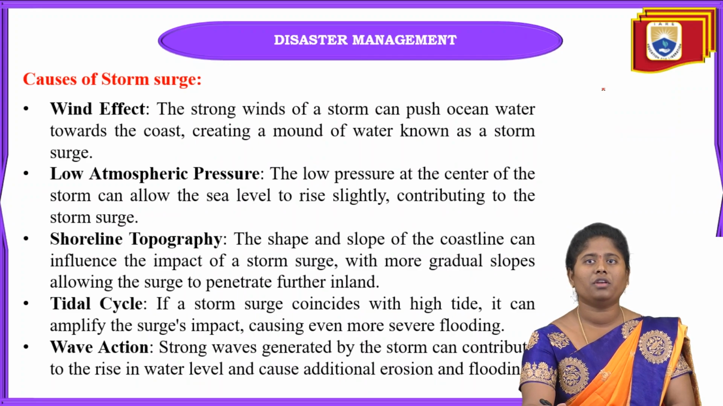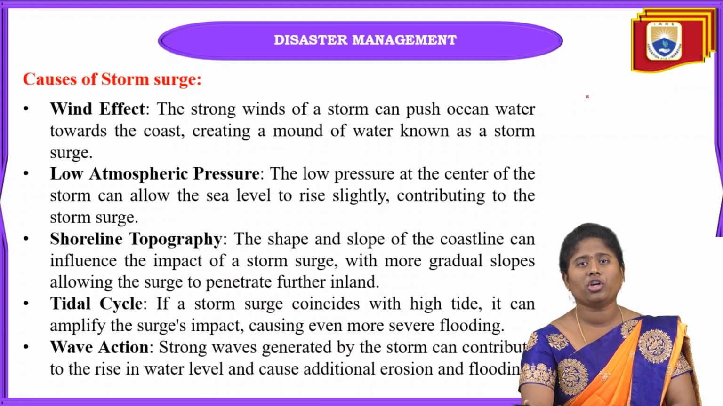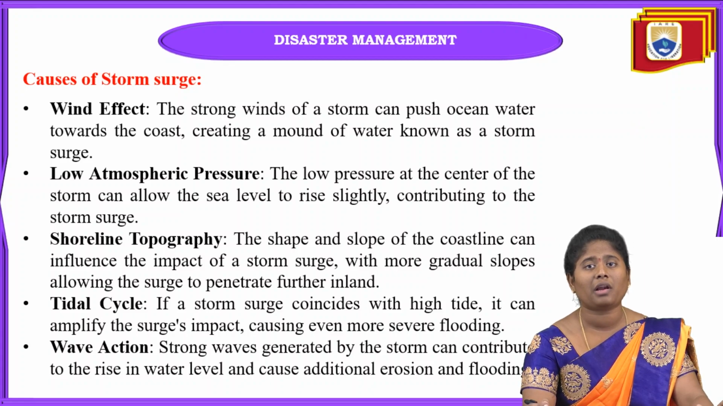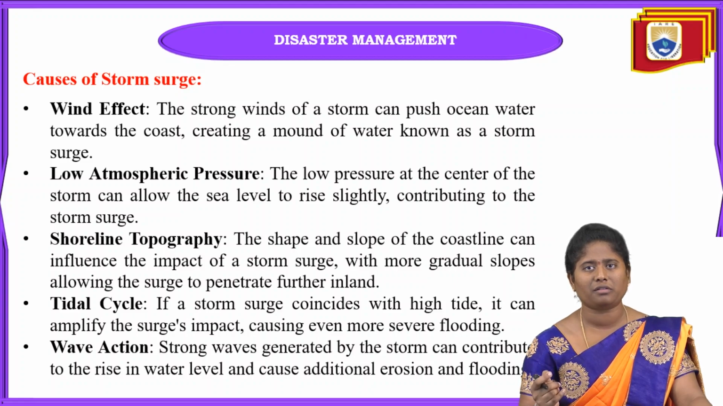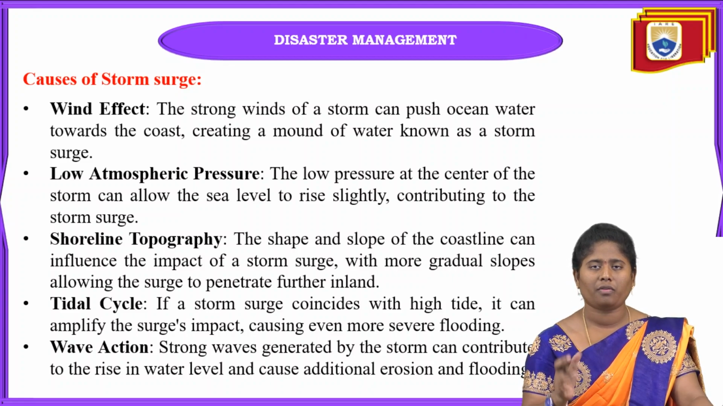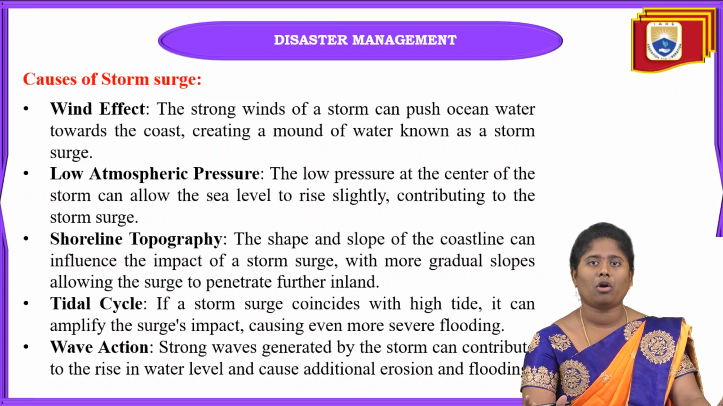And what are the causes of these storm surges? Mainly wind effect. Because strong, very high-speed winds are going to happen, that will push the ocean water towards the coastal areas. That is called the storm surge here. Coming to the next one, low atmospheric pressure, meaning the low pressure of the storm. This can allow the sea water to rise slightly, not very fast, on the surface of the water. Then that leads to the development of the storm surge.